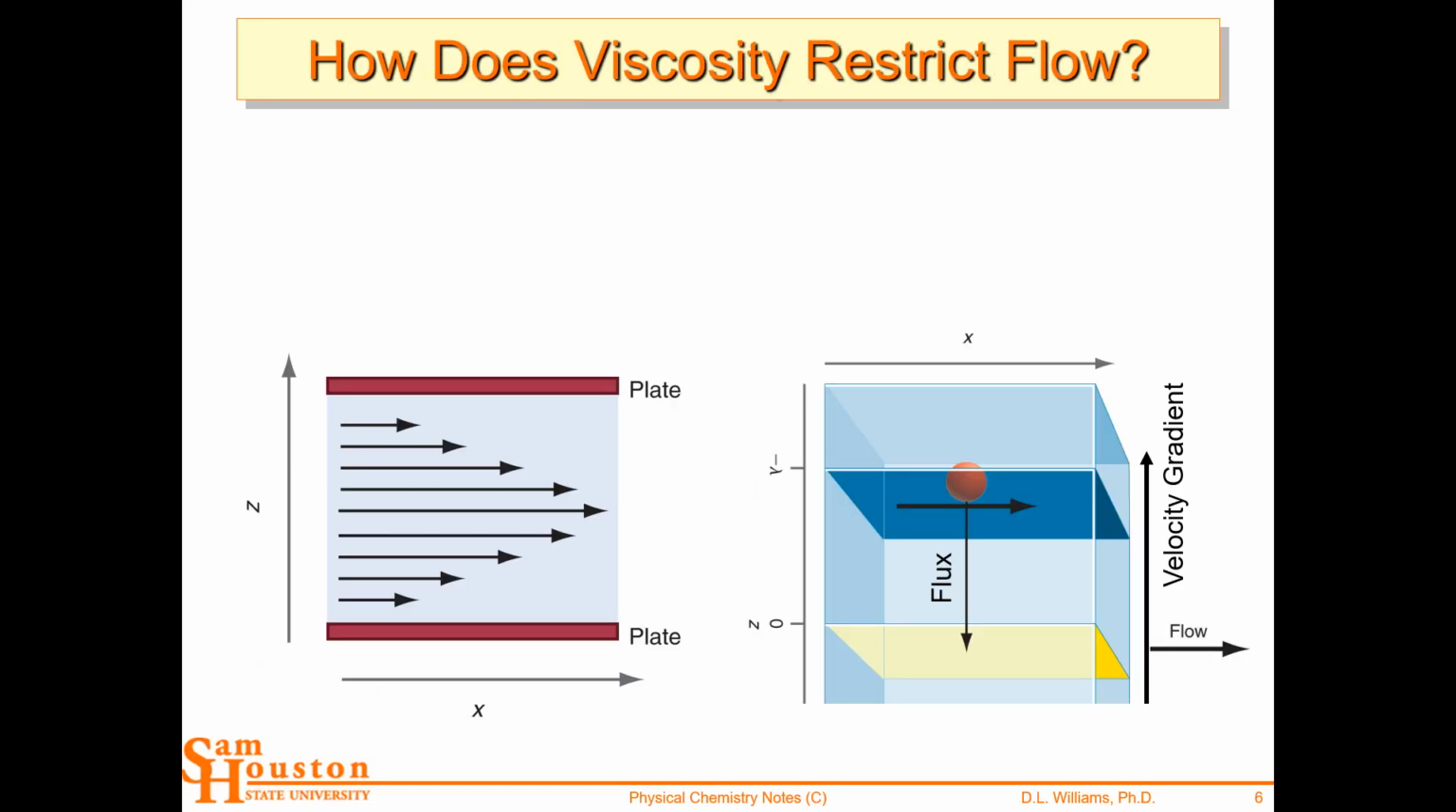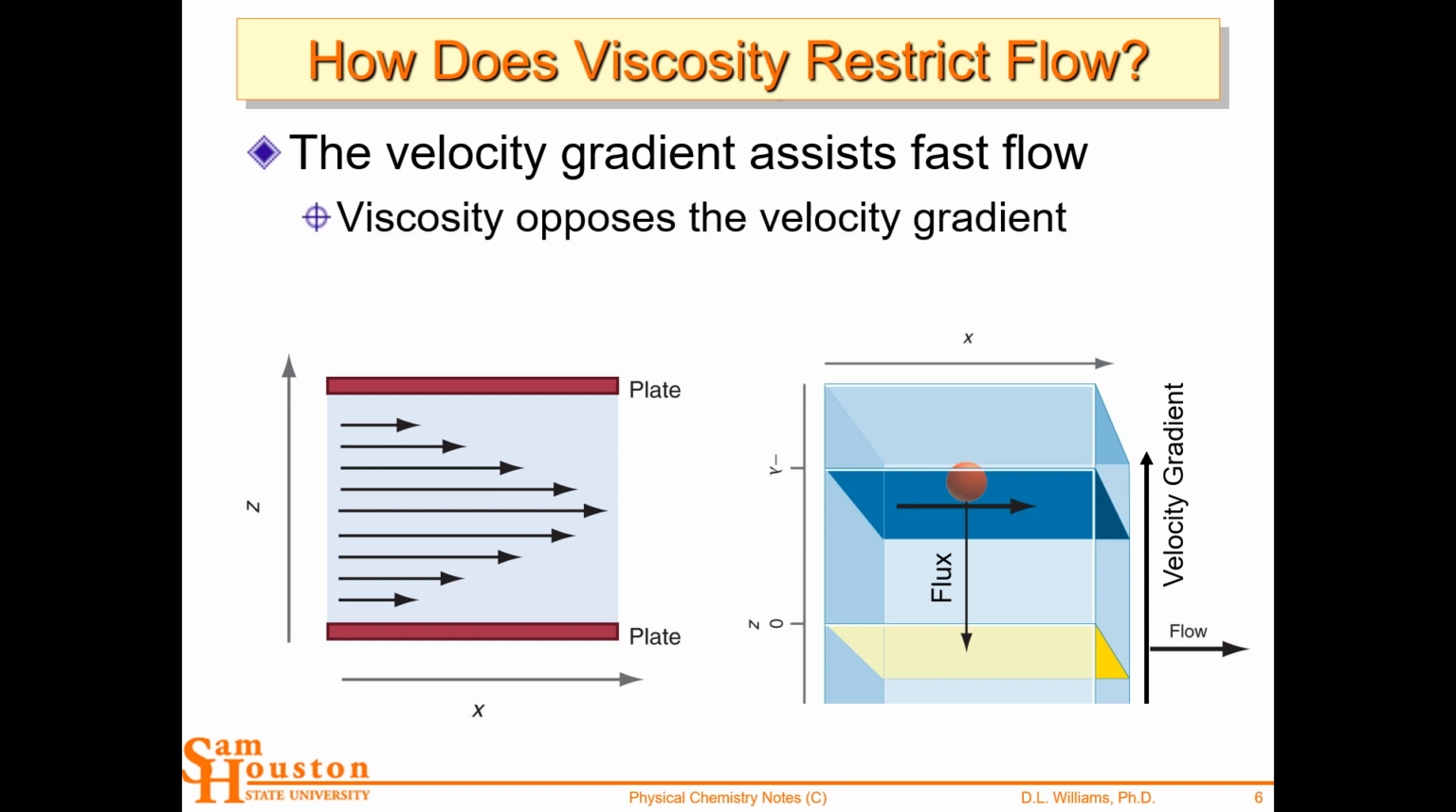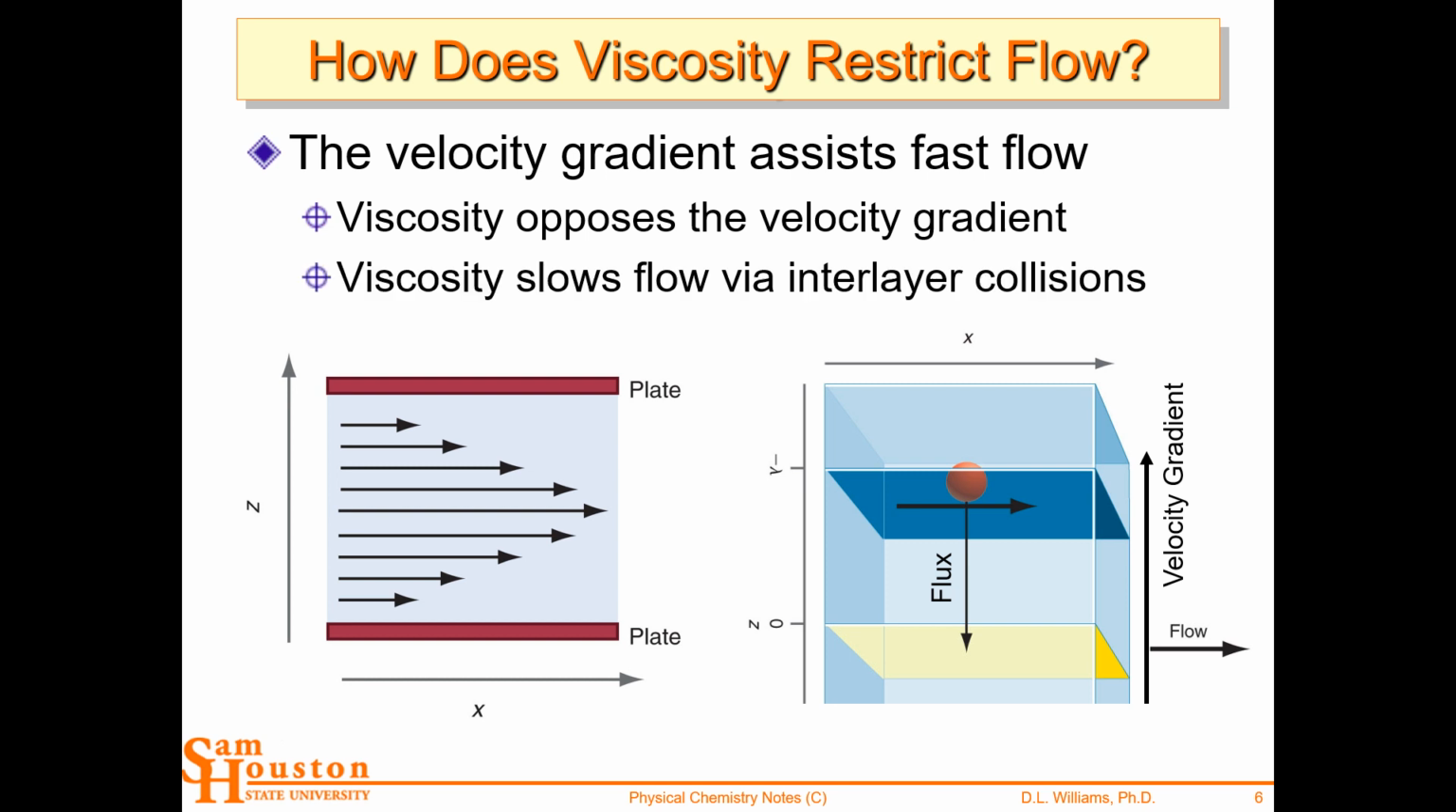Okay, so then let's just, how does this work? How does the viscosity restrict flow? Well, the velocity gradient, if you have a high gradient, then that gives you a high flow. So the viscosity opposes that velocity gradient. And so the viscosity slows things down via interlayer collisions. And so if you've got molecules that are attracted to each other, intermolecular attractions, they're going to slow things down.